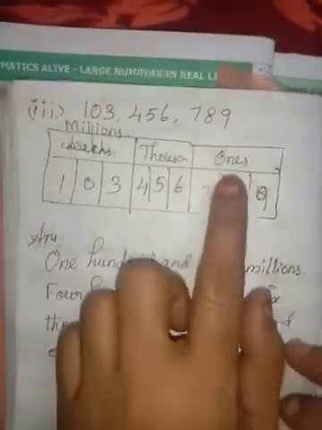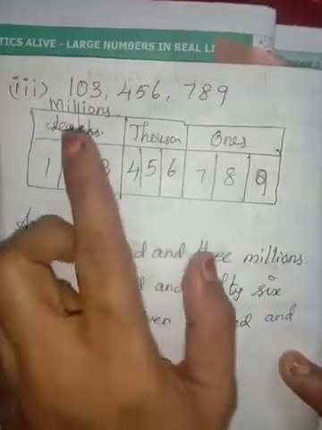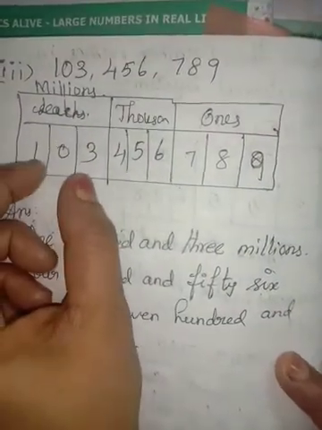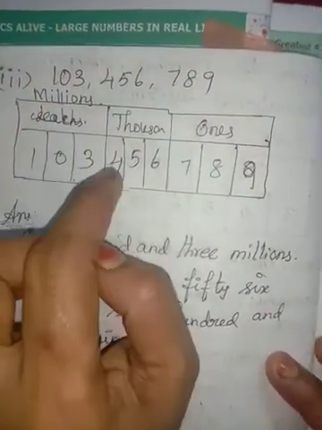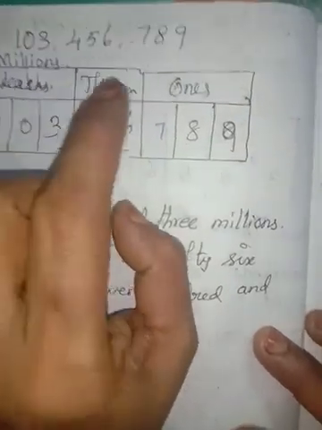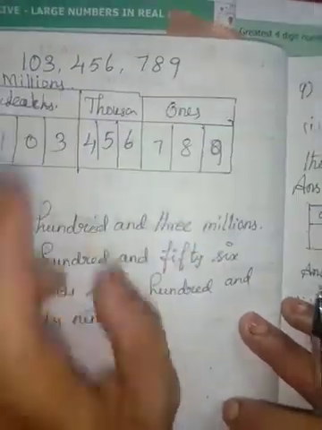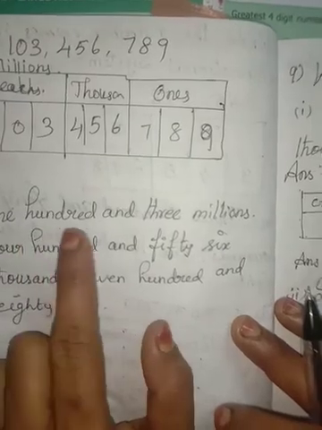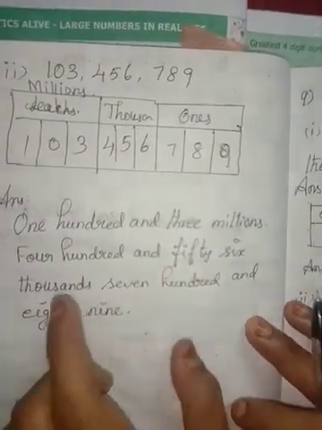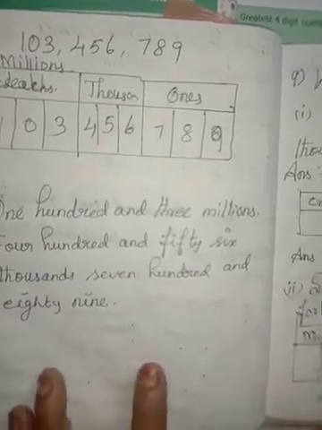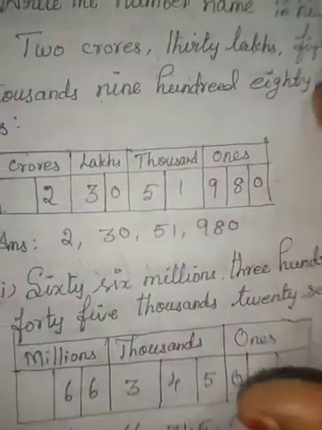So here having the ones group, thousand group, millions group. First read the numbers first. 103 millions 456,789. So that's how I write 103 millions 456,781.